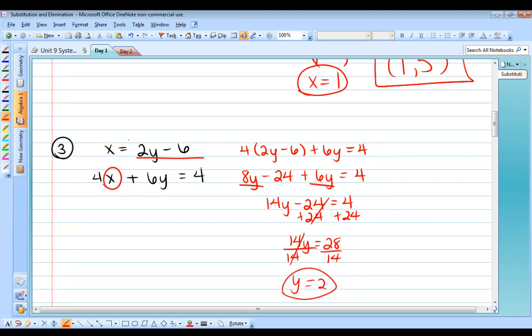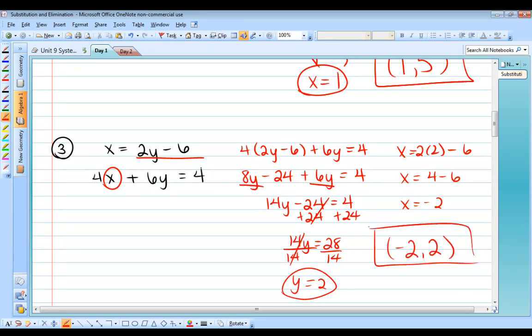Well, x equals 2y minus 6. So x equals 2 times 2 minus 6. 2 times 2 is 4, minus 6 is negative 2. So that's the ordered pair, negative 2, 2. X goes in the x place, y goes in the y place. So that is how we use substitution.